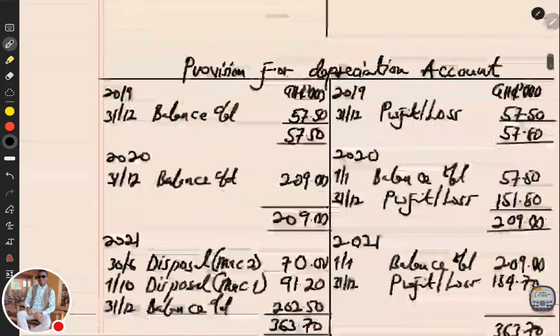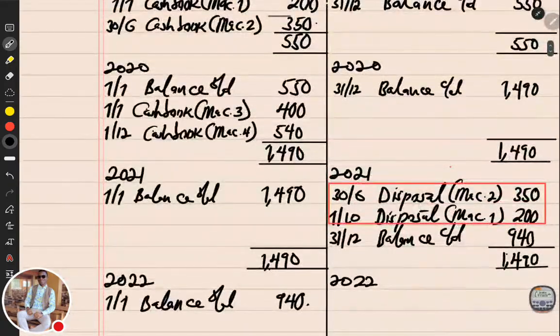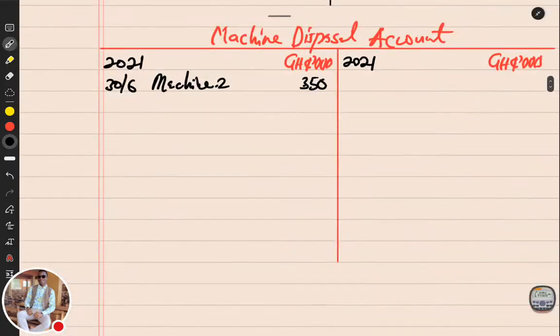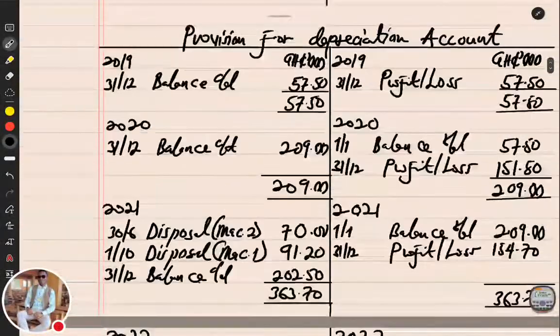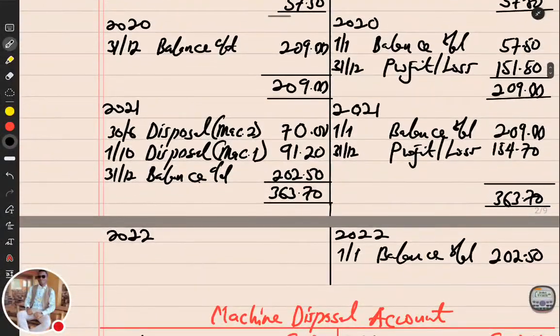350 and you are through. Then machine number 200, also have to bring it up here. Machine number 1, 200 also here, and you are through. Then you also come back to the depreciation, the provision for depreciation side, as well.